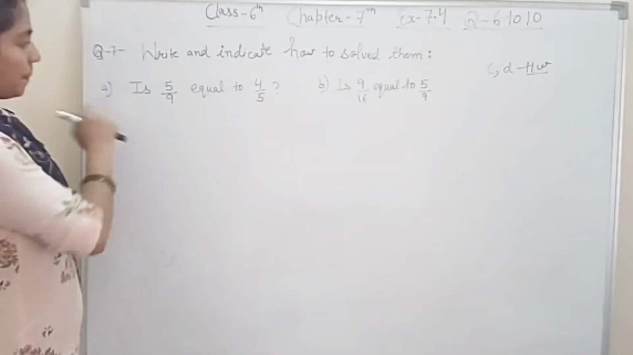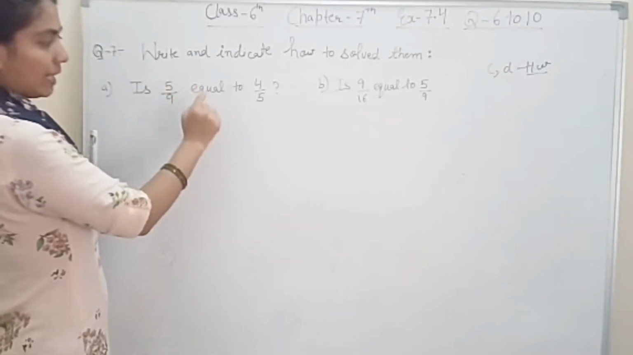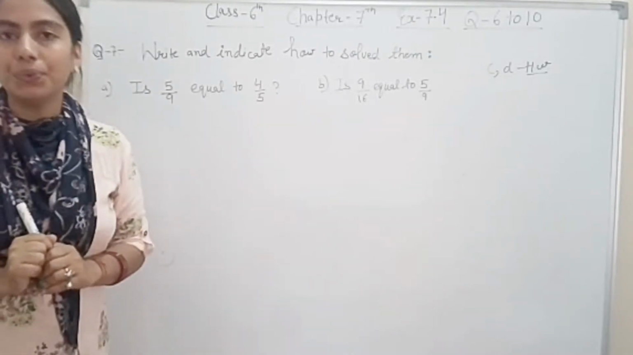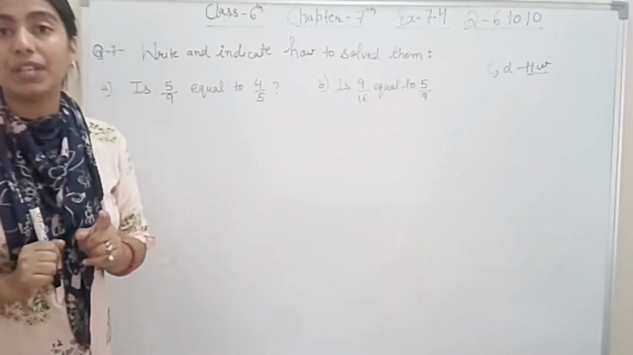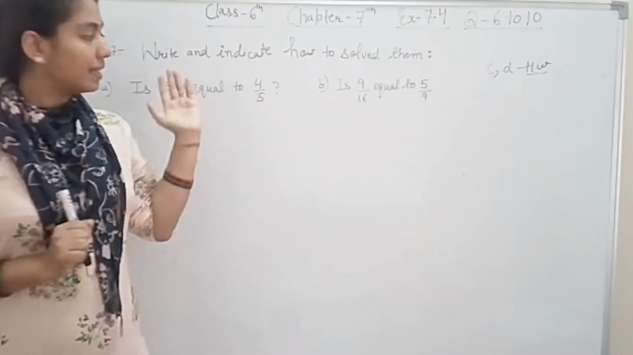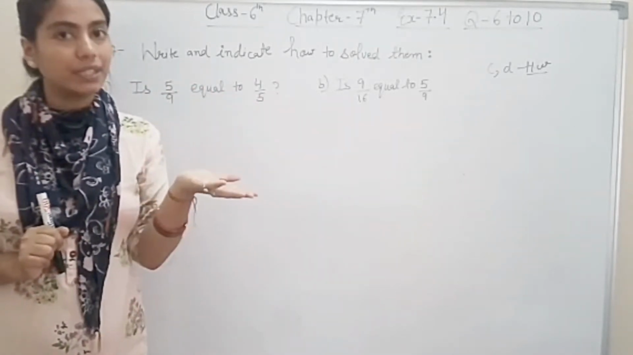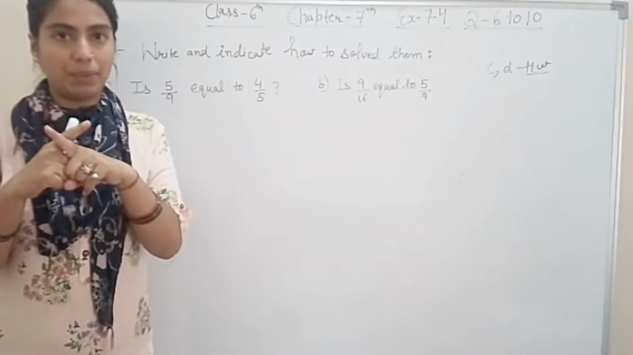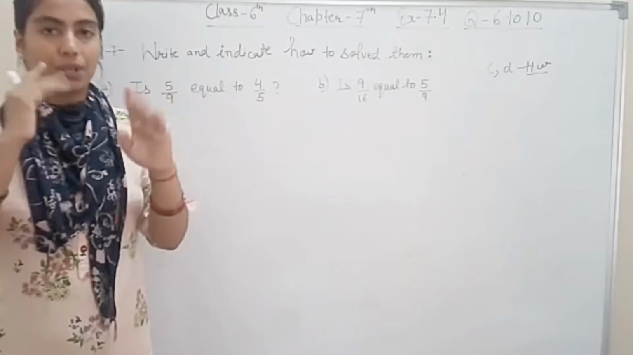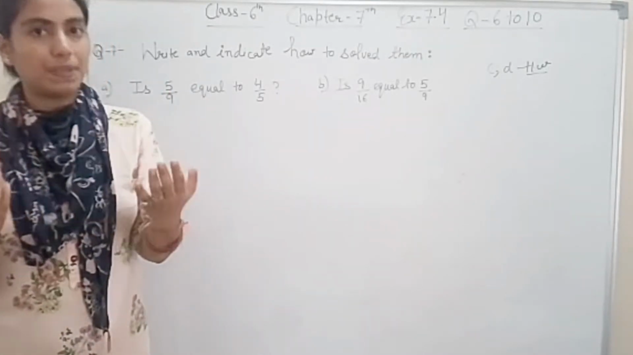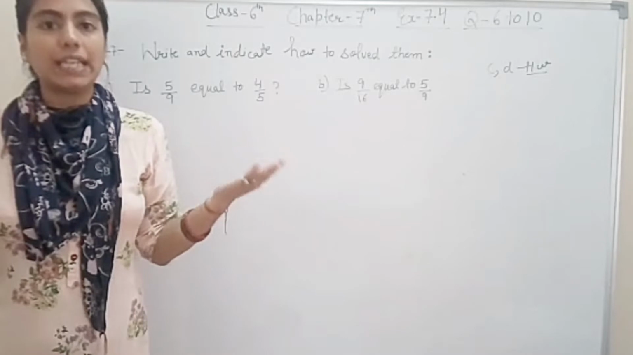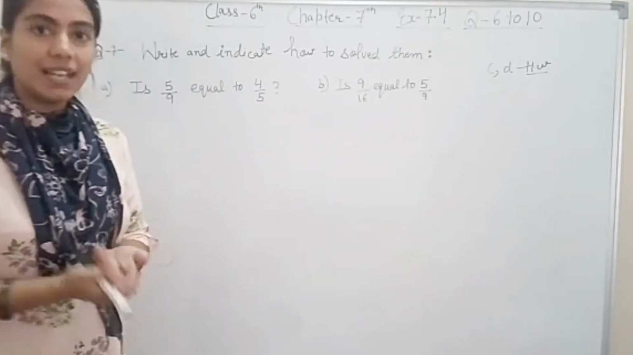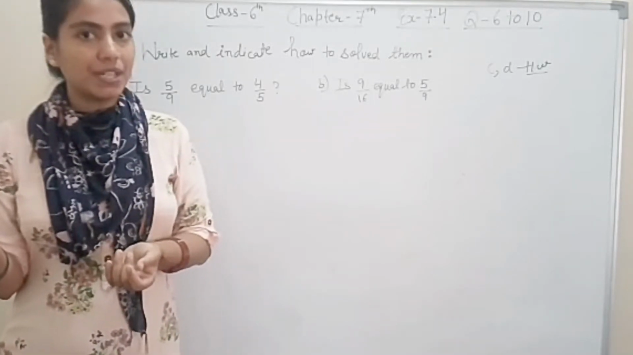Just have a look. A part we have is 5 by 9 equals to 4 by 5. In exercise 7.3 we have done: show whether these given fractions are equivalent fractions or not. And for that I told you one method. What is that? Cross multiplication, the simplest method. If the cross multiplication comes the same, it means both fractions are equal or equivalent fractions, otherwise they are not. That's it. Remember we have done the same type of question, right?